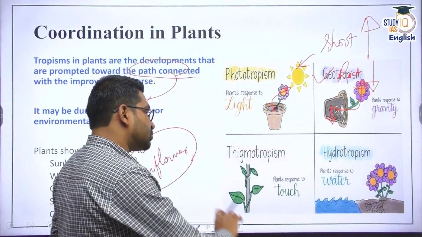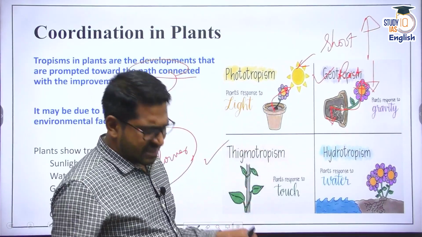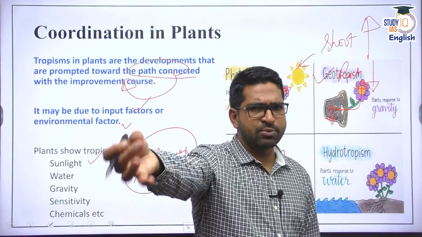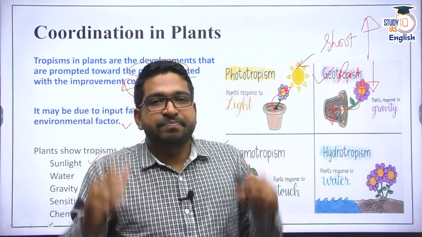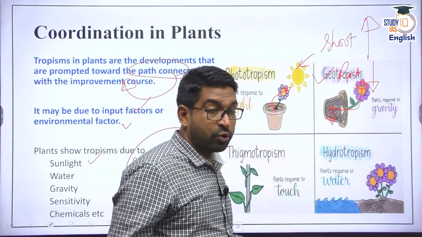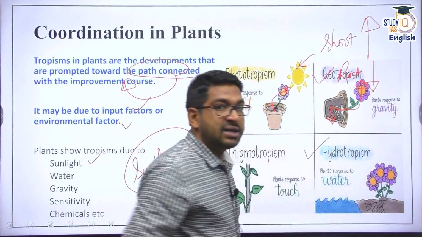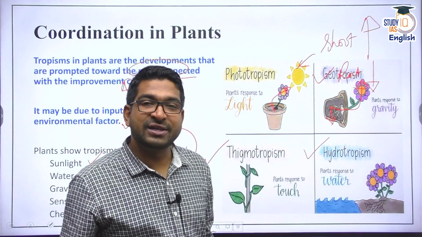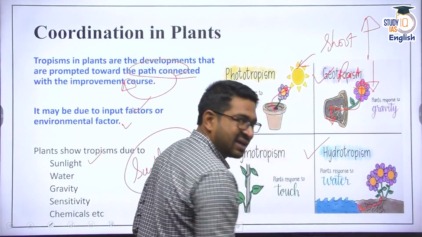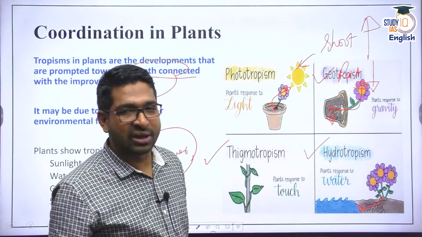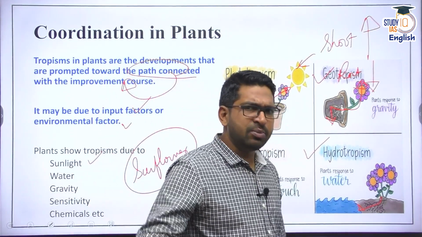Apart from that, there is also thigmotropism. Thigmotropism is classically a response to touch, some sort of stimulus. The touch-me-not is an example: I touch it, it closes its leaves. Or we also have hydrotropism, which is a response to water. Wherever there is water, you will see that the roots tend to move in that direction, towards the water. They try to seek water. Many times, they also have some sort of chemotropism.